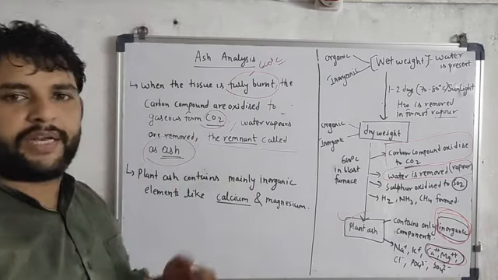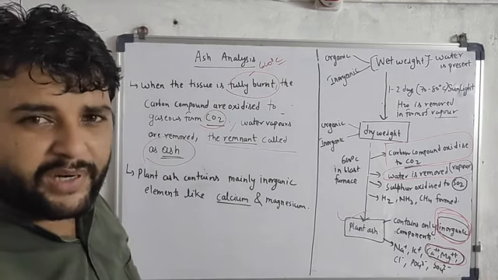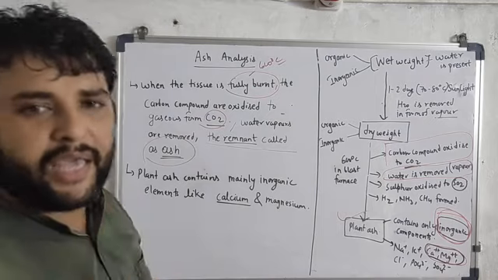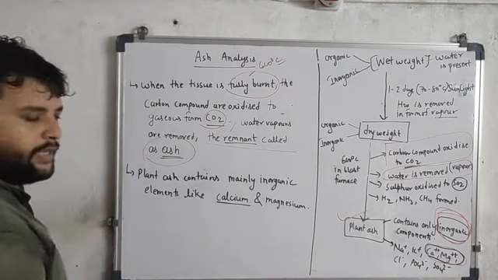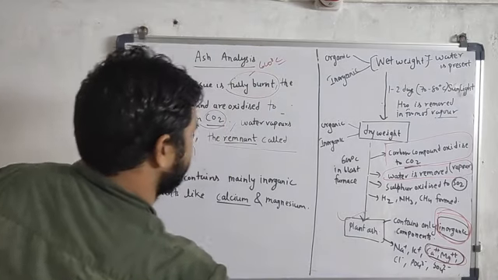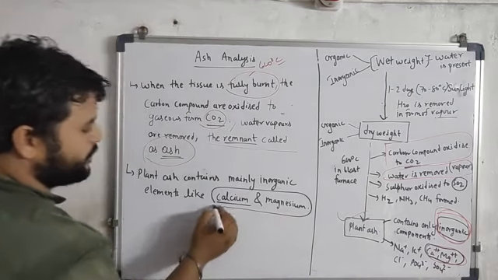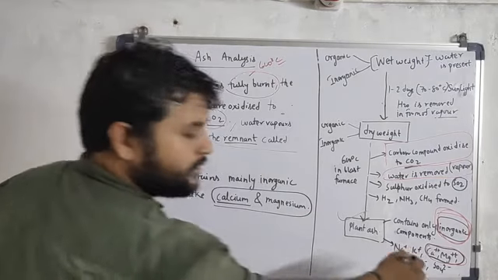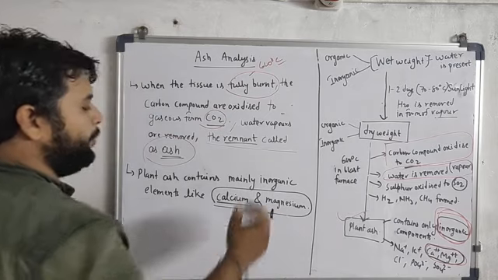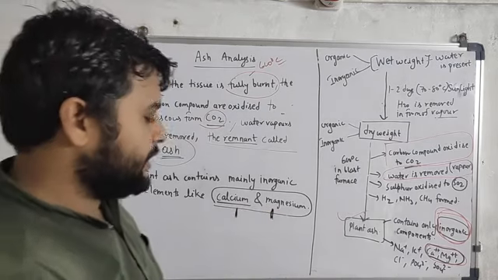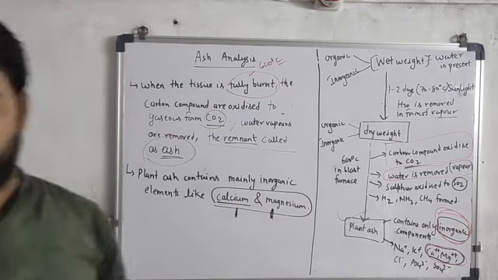If you have taken a leaf, then it will be plant ash, and if you have taken any animal tissue, that can be called animal ash. Okay, so this plant ash mainly contains which inorganic elements? These two. Out of all these inorganic elements, these two are the main ones present in plant ash. Note this point.